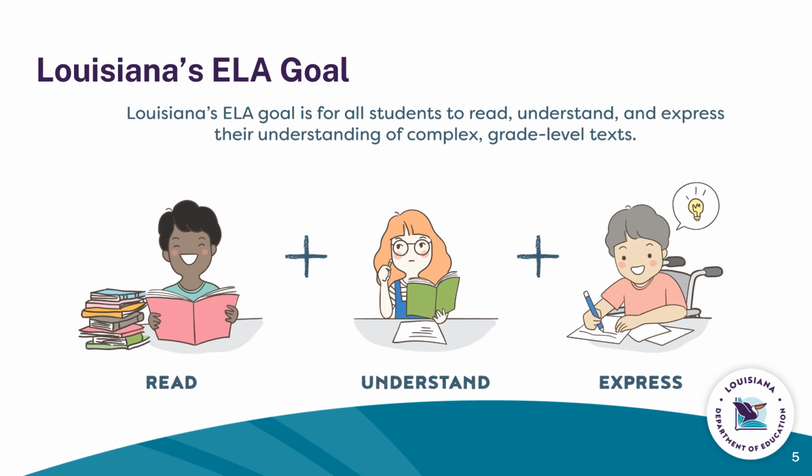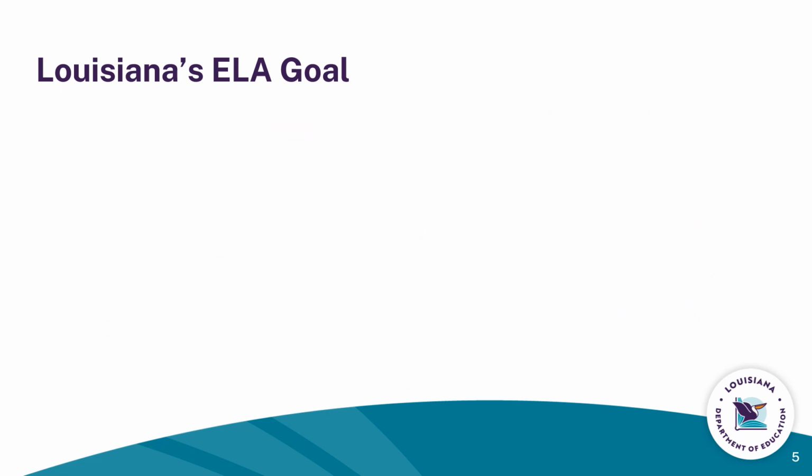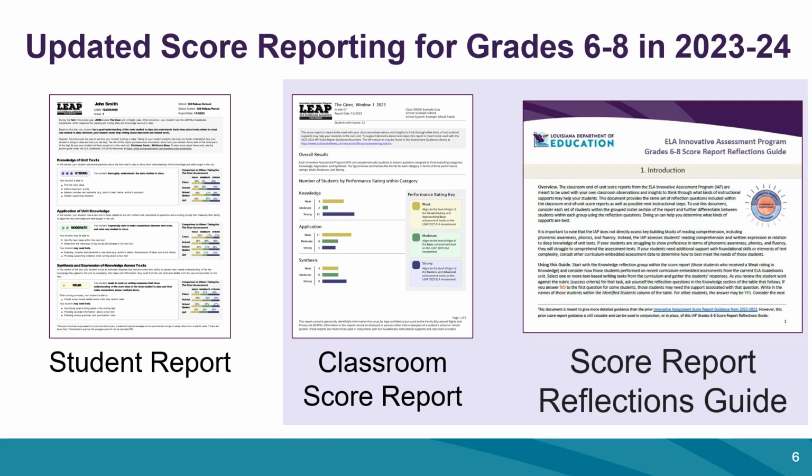To begin, we always want to situate our work within the overall goal for English language arts within the state, which is for all students to read, understand, and express their understanding of complex grade level texts. The Innovative Assessment Program, or the IAP, connects the state summative assessment to the ELA guidebook's curriculum. This connection means that the IAP reports can be used to inform instruction in your upcoming or current ELA guidebooks unit.